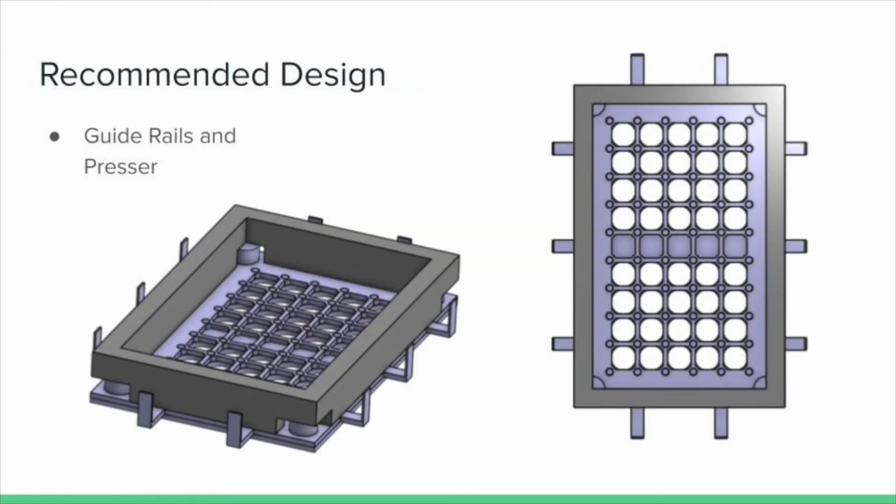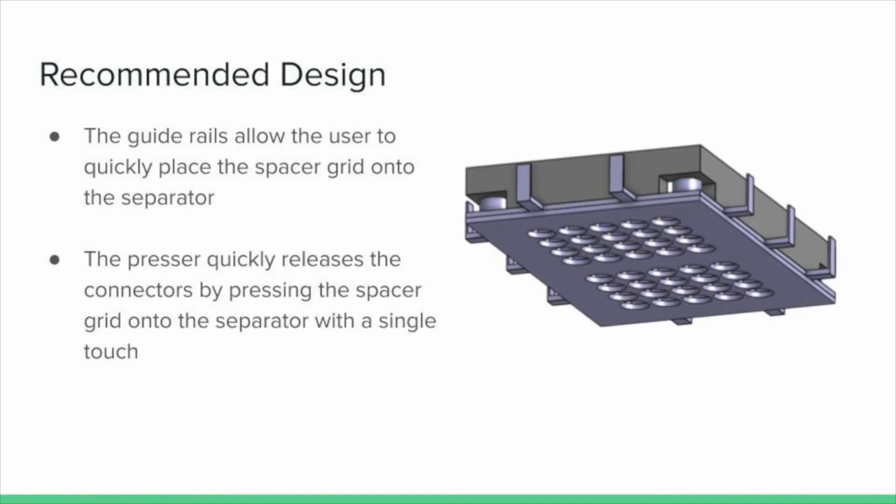Our recommended design is the guide rails and presser design. This design reduces the amount of time it takes to release the connectors from the spacer grid. Guide rails have been added to the separator to allow the user to line up the pegs with the holes. A new third part made of LDPE, called a presser, has also been designed. After the spacer grid has been placed on the separator, the presser releases the connectors by pressing the two together.